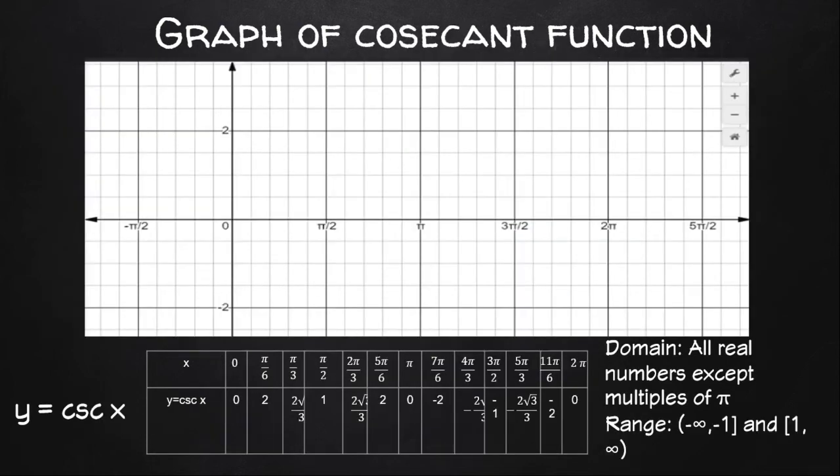The next graph is the reciprocal of the sine function, which is the cosecant function. So we'll try to graph y equals cosecant x using the points here, x from 0 to 2 pi with corresponding y. The domain of the function is all real numbers except the multiples of pi, because those are the asymptotes of the function. And the range is from negative infinity to negative 1 and 1 to positive infinity.